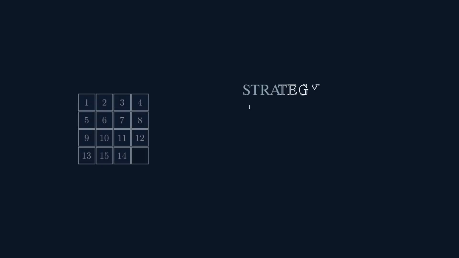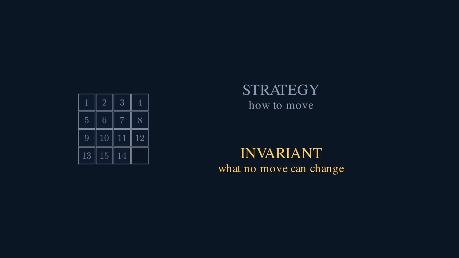There is no sequence of legal slides that solves this board. To prove that, we need something stronger than a clever strategy. A strategy tells you how to move. A proof of impossibility tells you what no move can ever change. So the question is not how do we solve this? The question is, what hidden quantity is preserved by every legal slide?